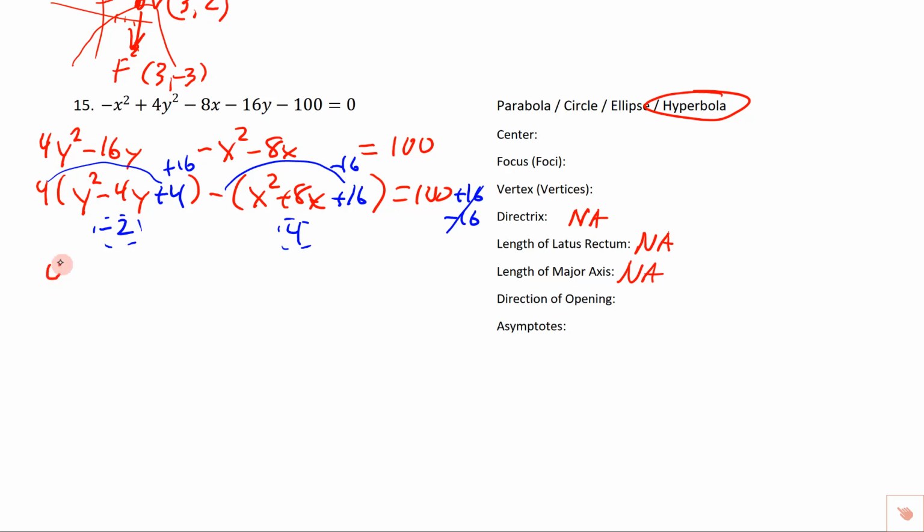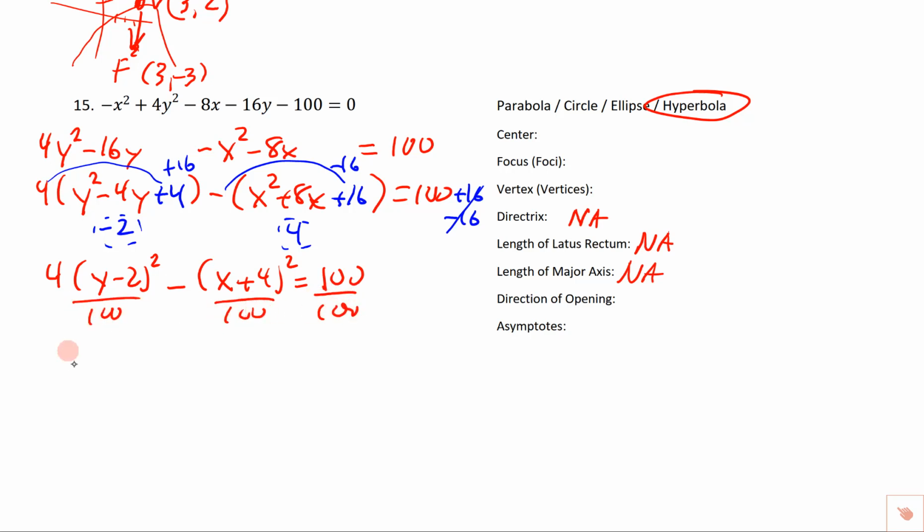This is going to be 4 parentheses y minus 2 quantity squared. Then minus, this is going to be x plus 4 quantity squared, and then over here we've got 100. So we've seen something kind of like this before. Let's go ahead and divide everything by 100. And here's what we have.